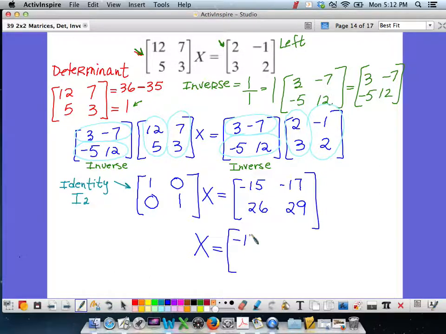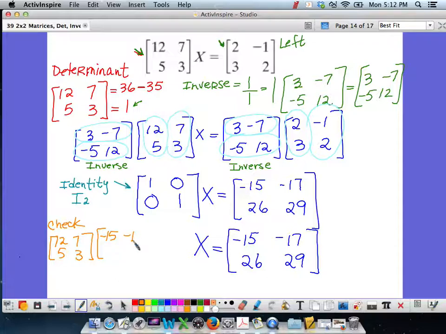Then my final answer is negative 15, negative 17, 26, and 29. So there's my final answer here. If you want to check it, you would simply go back to my problem right here, and it says 12, 7, 5, 3. If I multiply that times the answer that I'm assuming x is, negative 15, negative 17, 26, 29, it's going to equal the matrix that it says it equals in the problem. It should equal 2, negative 1, 3, 2.